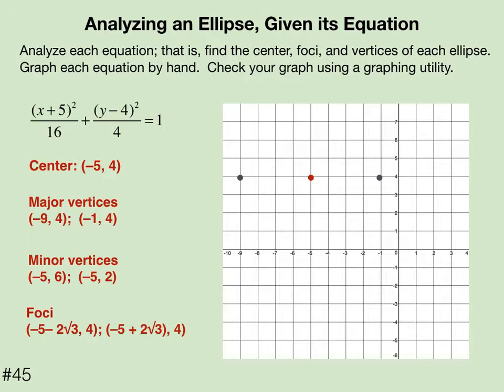Our minor vertices are going to be 2 up and 2 down from the center. Our foci are 2 root 3 to the left and 2 root 3 to the right of the center. And we can connect these points with a smooth curve, and when we check this against the given ellipse, we're happy to see that it matches up.